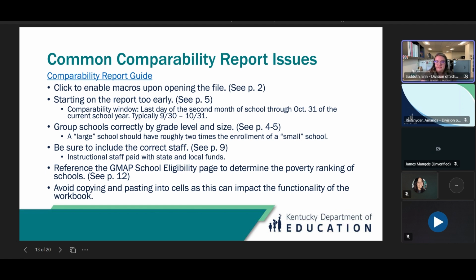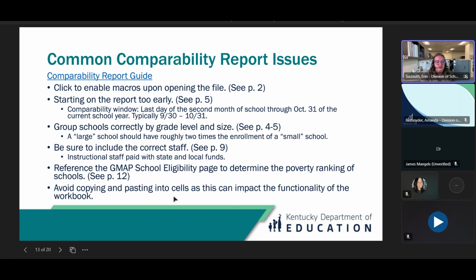There are instances in which the poverty rankings have changed because, of course, your GMAP application has information from the previous school year and your comparability report has information from this school year. So you may have had some shifts. In that case, you might just want to give your consultant a heads up and say, here's why I put this here. They did change.